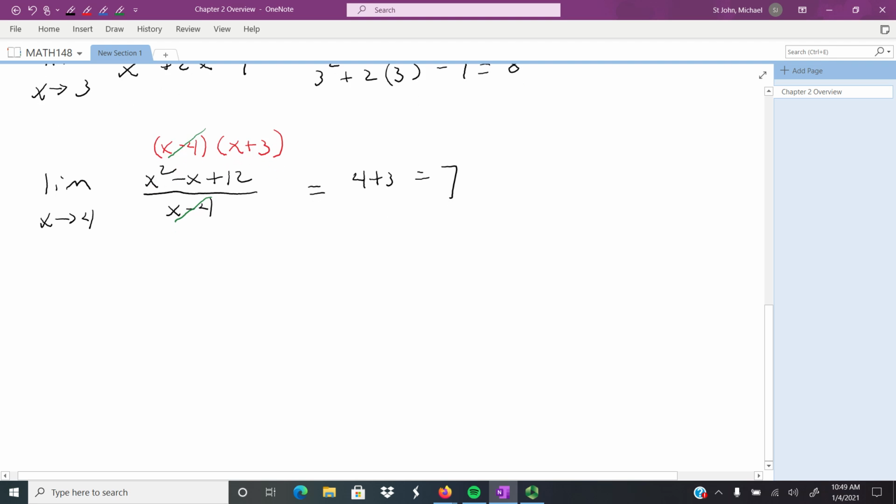Let's do another one here. So let's say I have this. What is the limit as x goes to 3 of x minus 3 over x squared? Well, this would be 3 minus 3 over 3 squared. So 0 over 9, which will be 0.